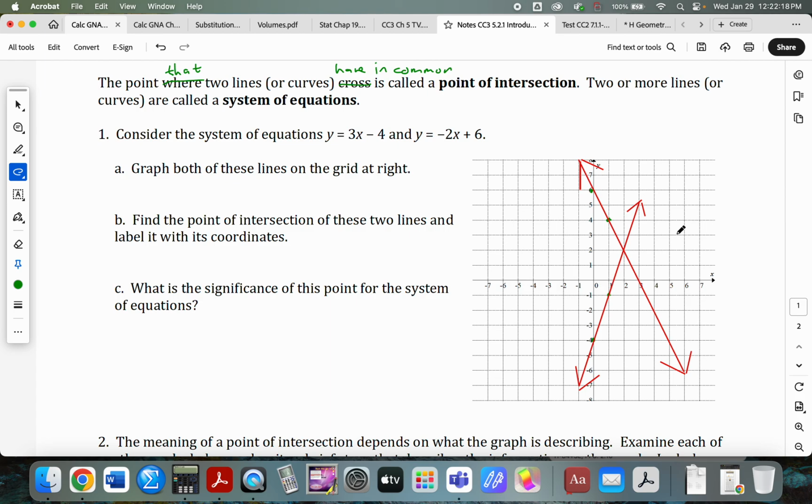So we've graphed both of these. Hopefully your graph looks like mine, or at least reasonably so. And you put arrows on the ends of the lines and all that kind of good stuff. The point of intersection, and label its coordinates, is right here at coordinates 2, 2, right?